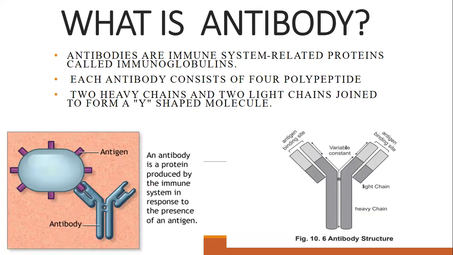So before going deep into the topic of monoclonal antibody, first I'll give you a very brief intro of what is antibody. Antibodies, they are the immune system related proteins which are called immunoglobulins. We call antibody as immunoglobulins. Each antibody consists of 4 polypeptide chains, 2 heavy and 2 light chains, and they're joined to form a Y-shaped molecule. If you see here, the figure points this, which is an antibody structure. It's a Y-shaped structure. It's having a light chain, a heavy chain, and there's an antigen binding site. To that site, the antigen binds. As I also mentioned in this diagram, here is an antigen, and the antibodies bind to a specific kind of antigen. Now, antibody is a protein which is produced by immune system in response to the presence of antigen.